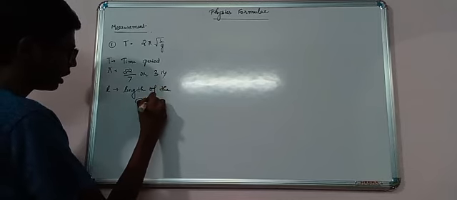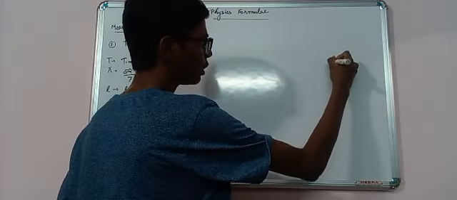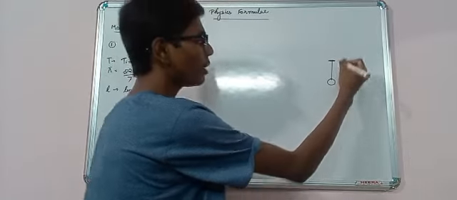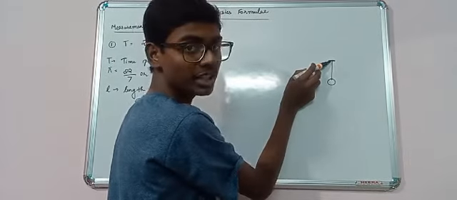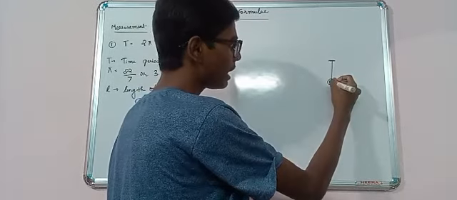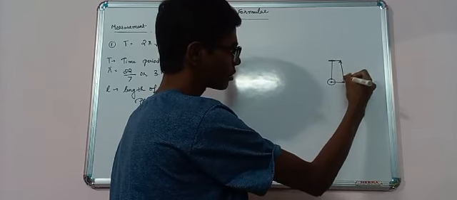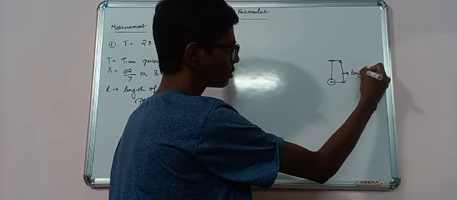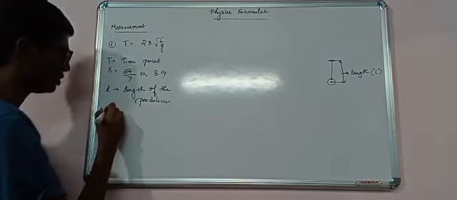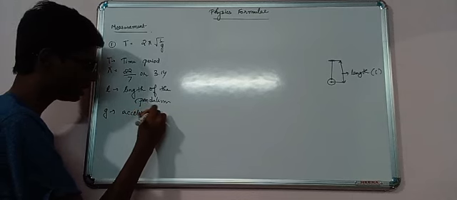Basically, if I say very briefly, suppose this is the fixed point from where a bob has been suspended using a rigid string. Then from this particular point till the center of gravity of the bob, this full thing is your length, represented by L. So L is the length of the pendulum. Another is g. We all know what g is: acceleration due to gravity.